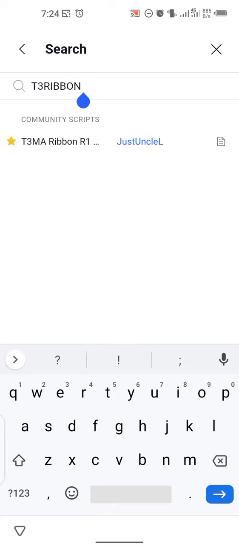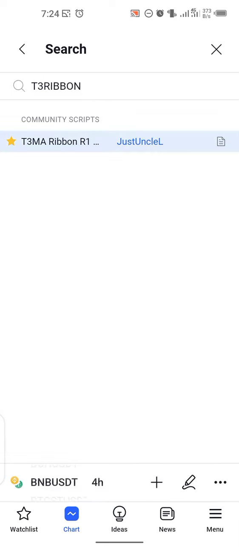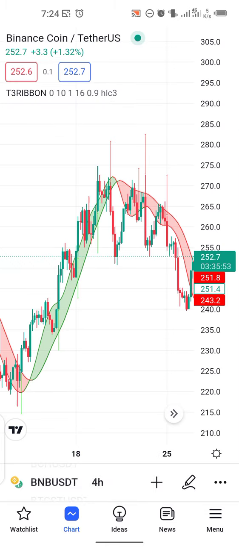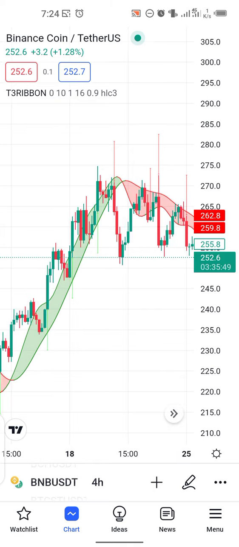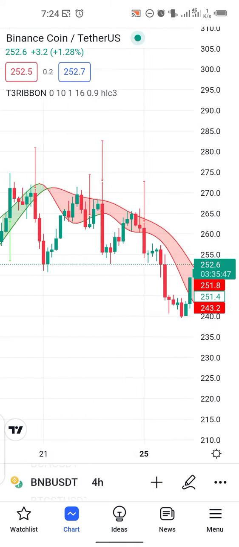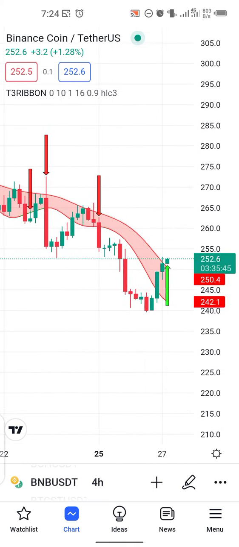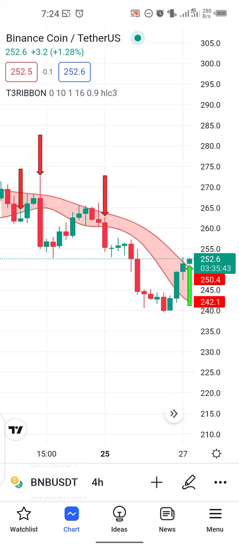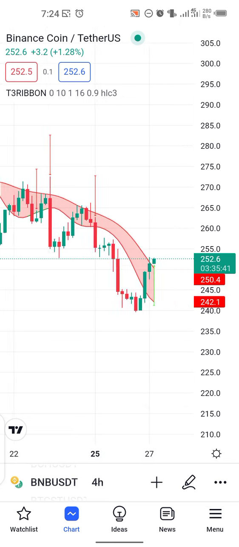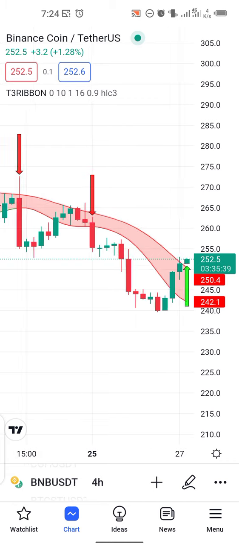Okay, you see it comes up. So what you do, you tap on the star side first, then you tap on the indicator once. All right, and it comes up on your screen like that. So this is the indicator. I hope you can see it very clearly. I'm using the traditional candles. I hope you can see it very clearly.